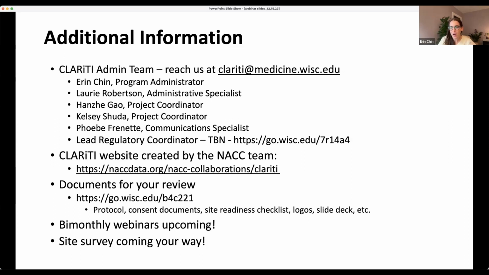Hanja and Kelsey are our two project coordinators, so they will be the main points of contact for all of the sites in working through the CLARiTI project, doing any problem solving. Phoebe Frenetti is our communications specialist. She'll also be working with the team at NAC.